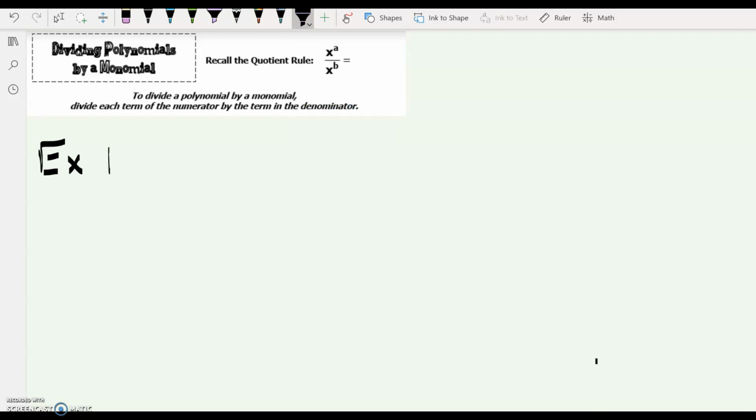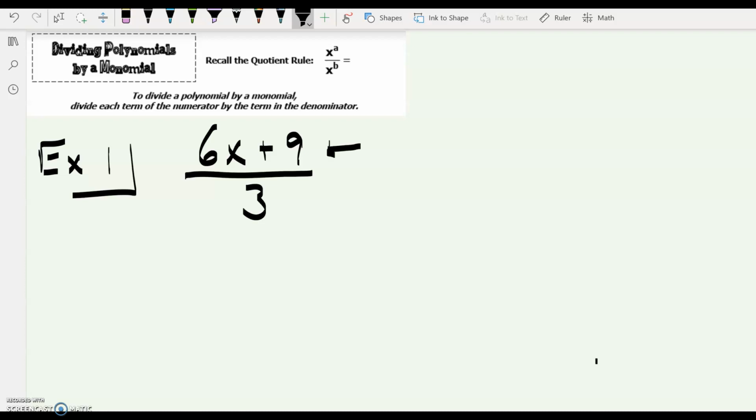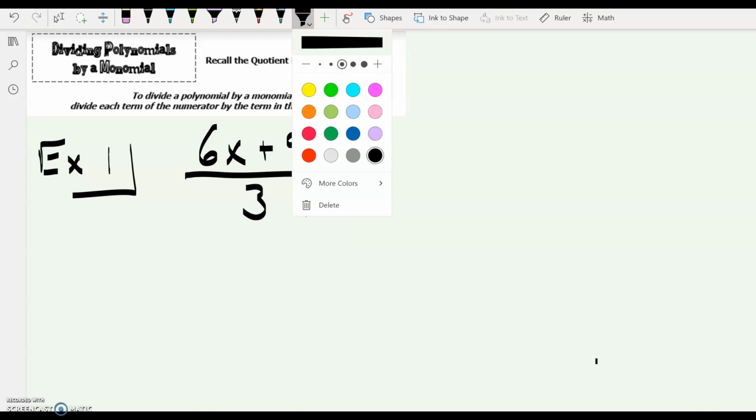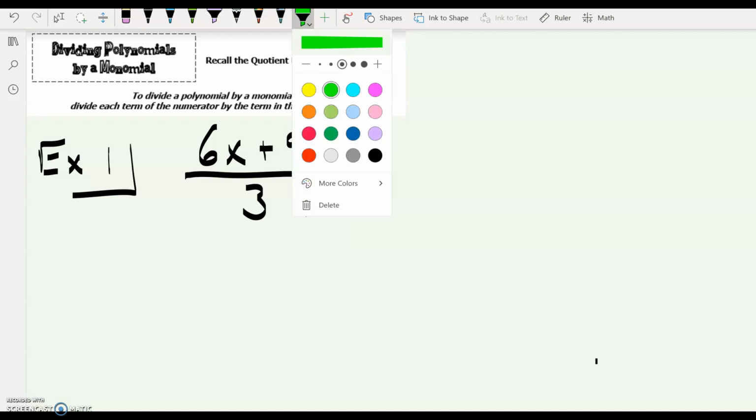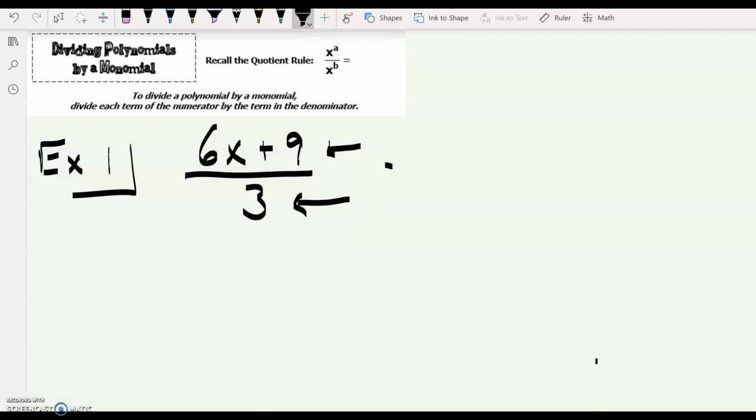So a new type of problem that you can expect to see, we'll call it example 1. This is example 1 of the new material: 6x plus 9 over 3. Now, to divide a polynomial by a monomial, we have to divide each term of the numerator by the term in the denominator. So what that's going to look like is, first we need to rewrite this. You're going to get 6x divided by 3, and then plus 9 divided by 3.